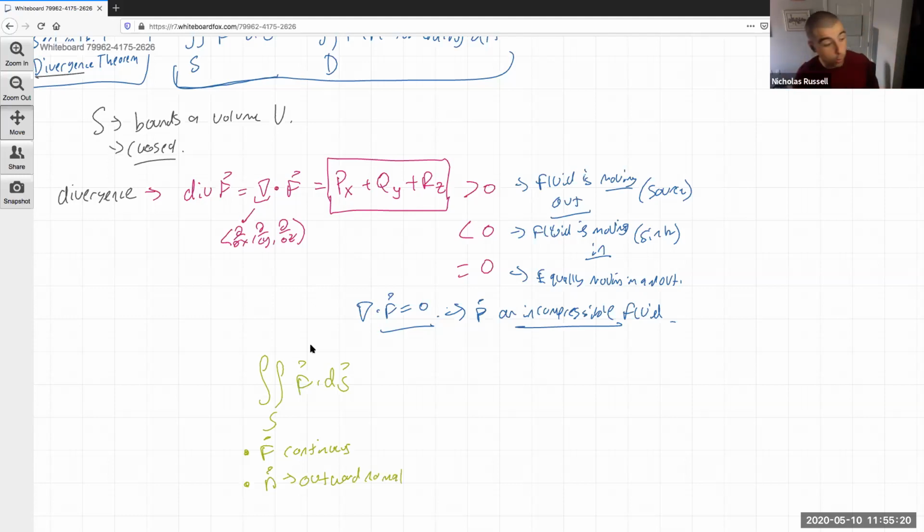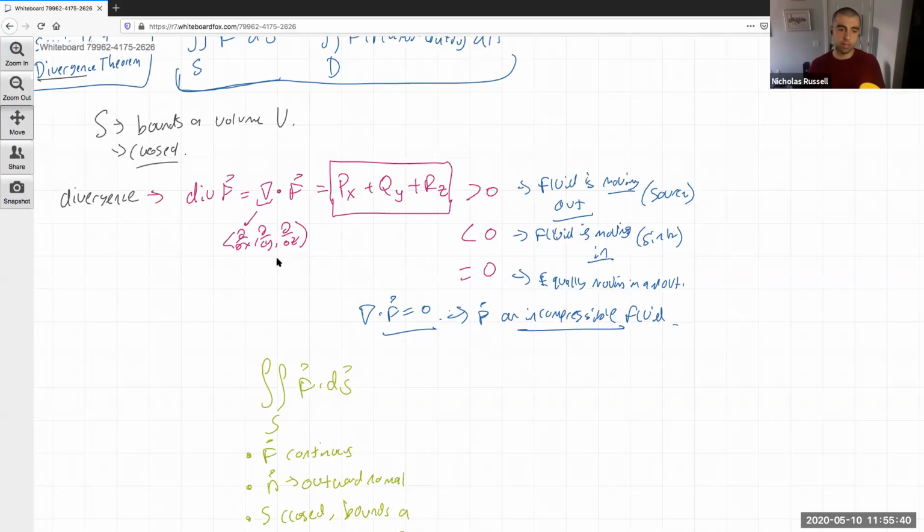What do I mean by outward normal? Well, the normal vector that I'm considering here must be pointing outwards and not into the body, not into the surface. We say that the surface is closed and bounds a volume, I'll call this E.